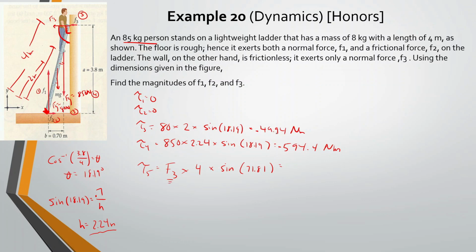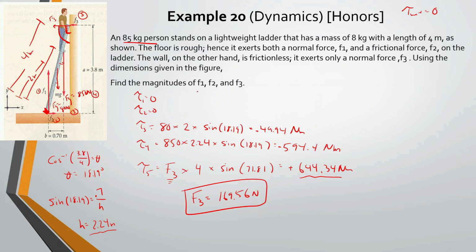However, since the net torque should equal 0, that means it needs to cancel out with this. So 49.94 plus 594.4 is equal to positive 644.34 newton meters. Now that we know that, let's divide by sine of 71.81 and then divide by 4, and we get F3 is equal to 169.56 newtons.